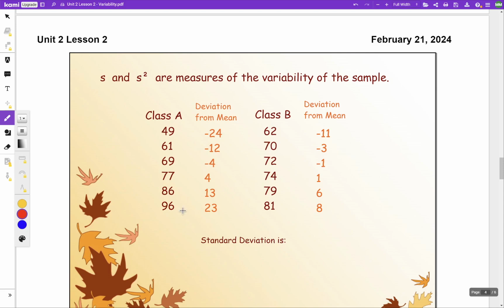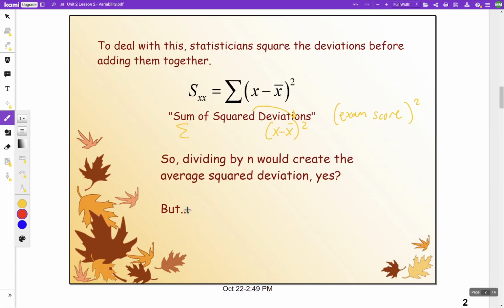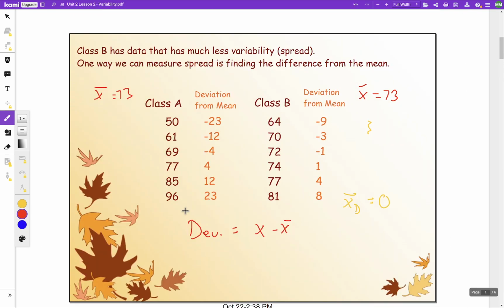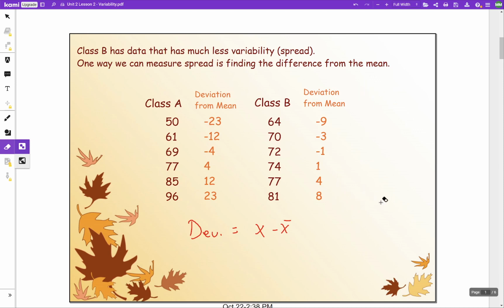Some of this data is a little bit different. So let's go back up here to find the original one, right? These are our original values. I'm going to erase some of what we know, okay? So here's how you calculate standard deviation. We'll just do this with class A.